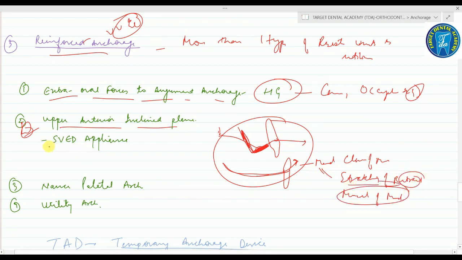Fine. Now what is SEVED? The SEVED appliance is a modification of an anterior inclined plane. This is the inclined plane, and the SEVED appliance is the modification of the inclined plane.